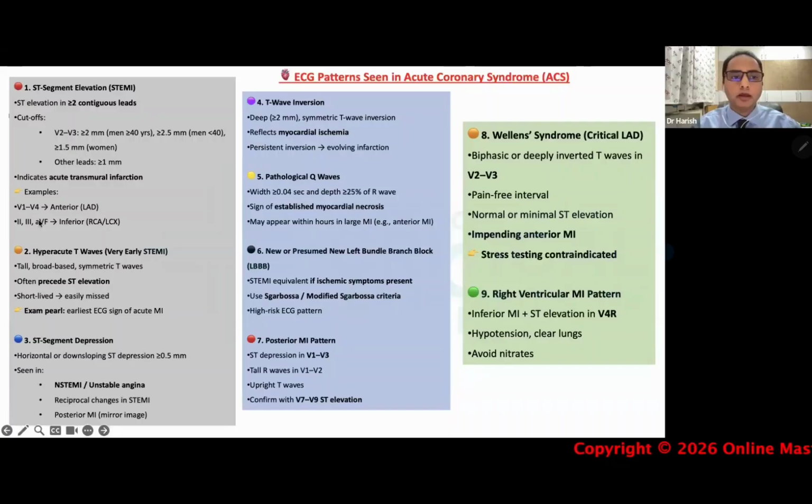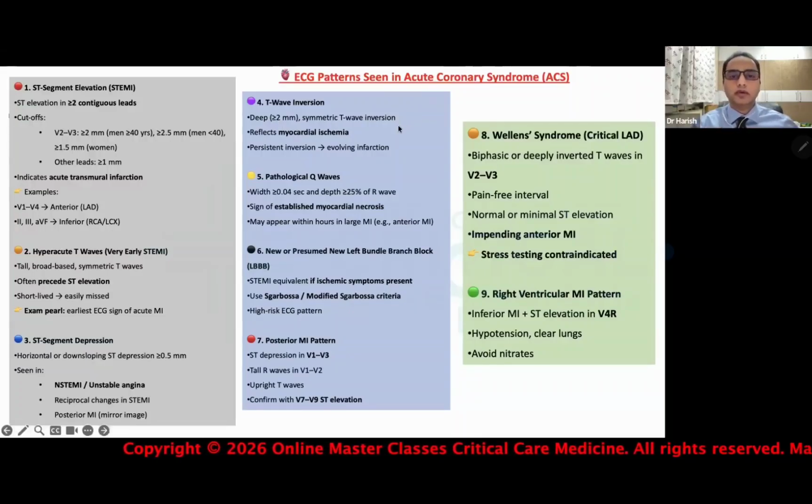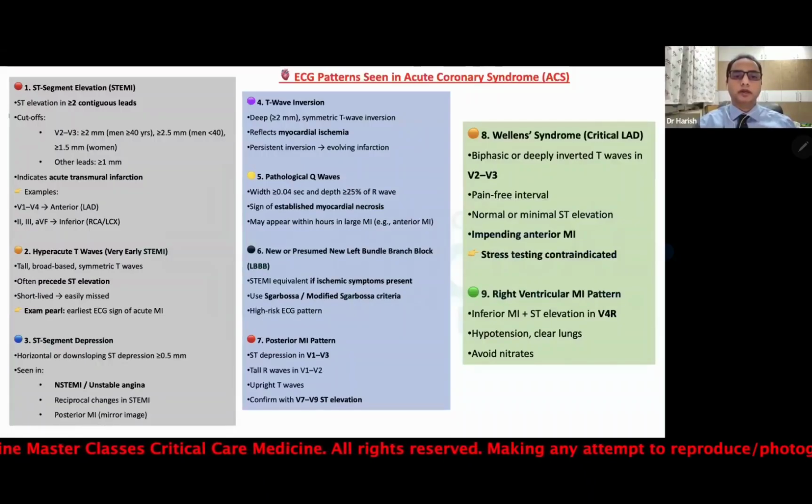Again, the fourth ECG finding is T wave inversion. Deep, which should be more than or equal to 2 millimeter. Symmetric T wave inversion will be there, so it reflects myocardial ischemia. Persistent inversion is the evolving infarction.